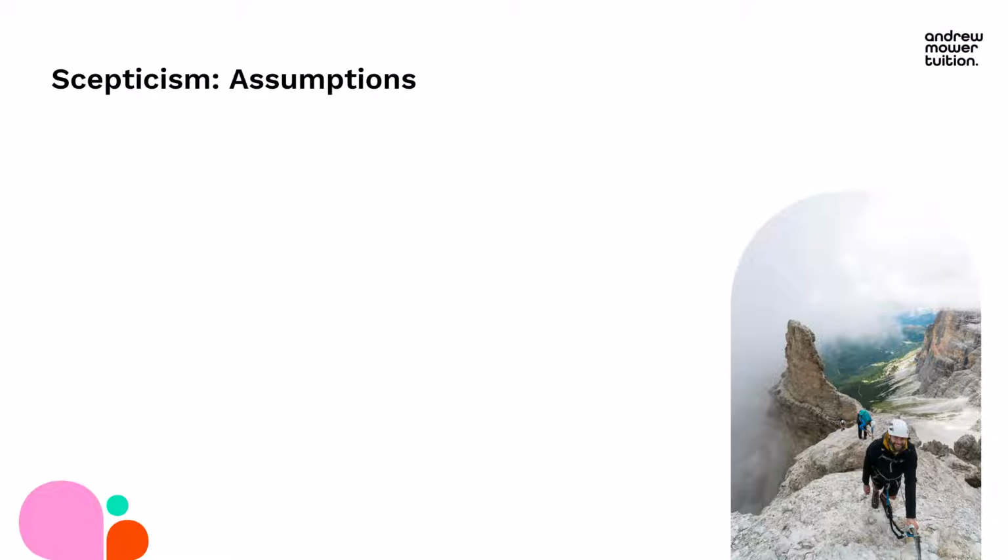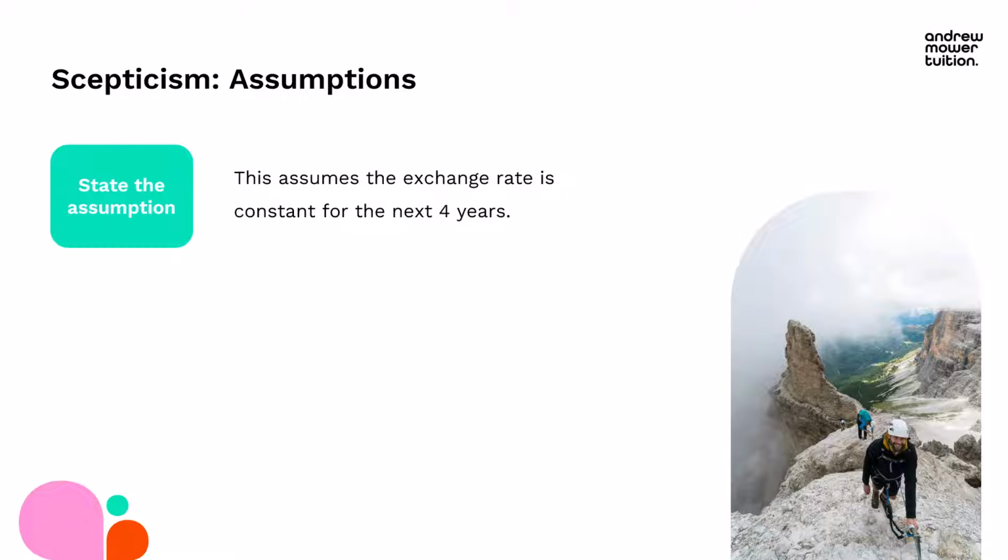Now, I said to state some assumptions, which is very true. So we need to get some assumptions down in this exam. So we might say something like, this assumes the exchange rate is constant for the next 4 years. Now, that is where a lot of students then leave it. They write that, and then they move on to the next assumption. That is not enough. That isn't going to be enough to get you the mark that you are after. What we need to do is we need to challenge it.